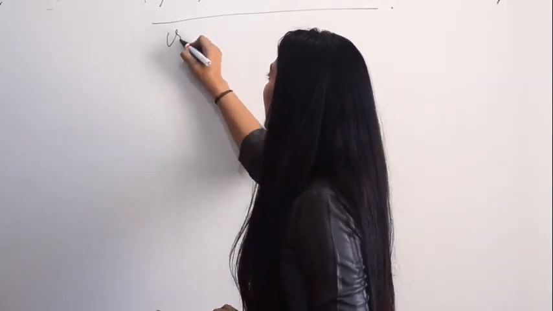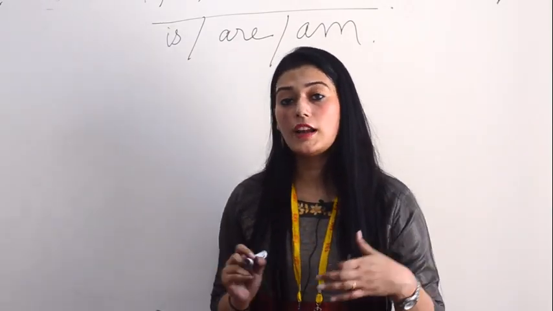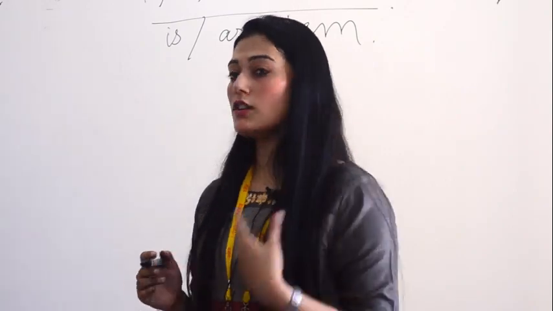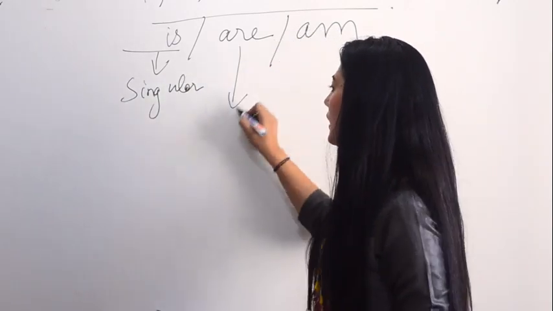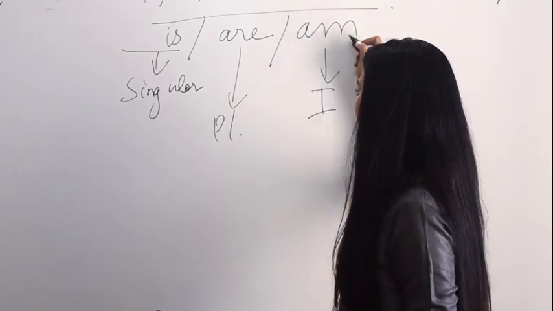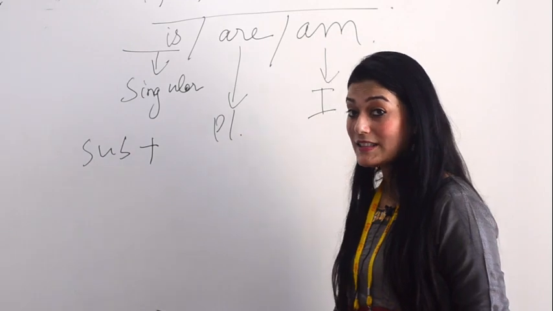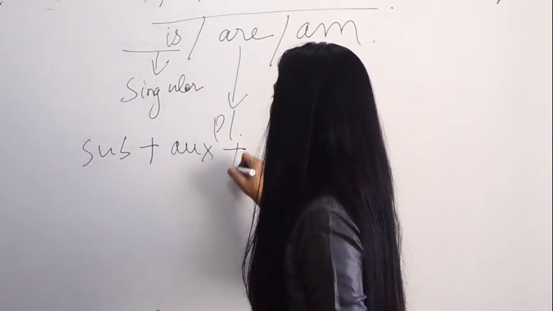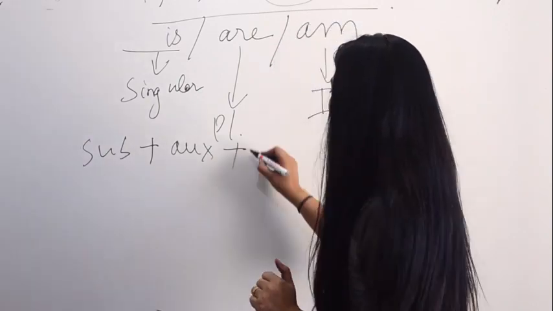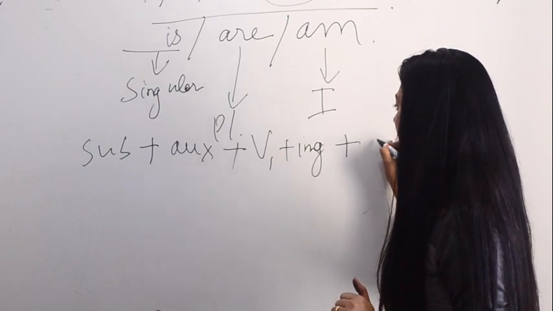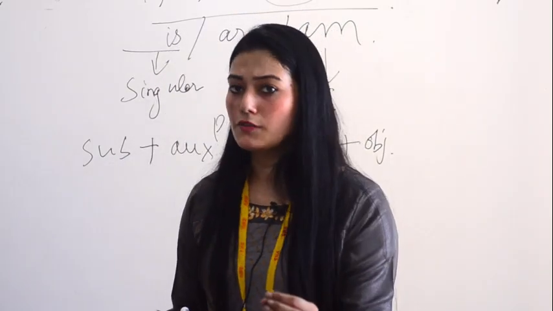Auxiliaries are is, are, am. Alright. Already I have told you that whatever helping verb or auxiliary ends with s always takes a singular noun or subject. It means with a singular subject, is will be used, with plural are, and with I, am. Alright. Now let's see the formula. Subject plus auxiliary plus, whenever you hear the word continuous, always put V1 plus ing, verb plus ing form. Alright. V1 plus ing plus object. If it is continuous, it will always take the verb's first form plus ing.